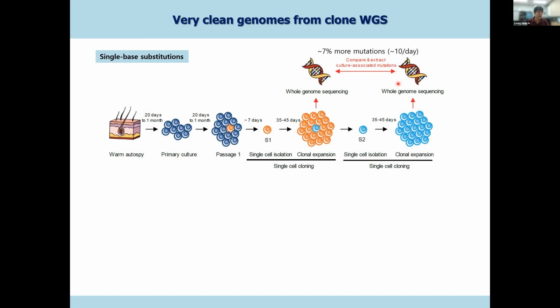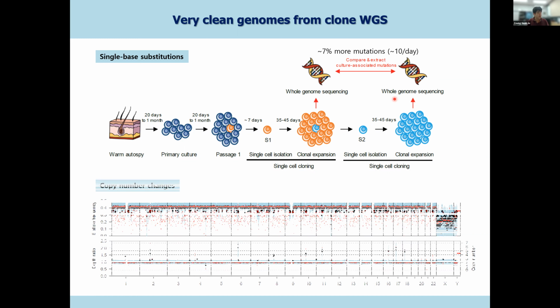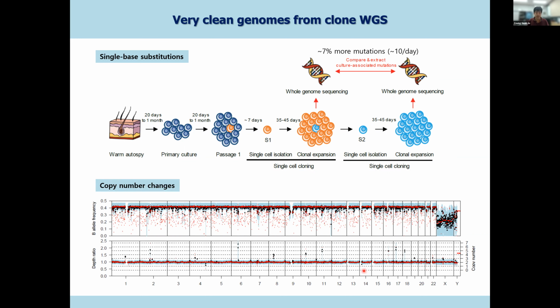Although this is not very low, compared to whole genome amplification, which can accumulate 1 million errors in a single amplification step, the clonal expansion method provides much cleaner whole genome sequences. And for copy number changes, as you can see here, it provides a very clean data set. So we are very happy with the clonal expansion method.